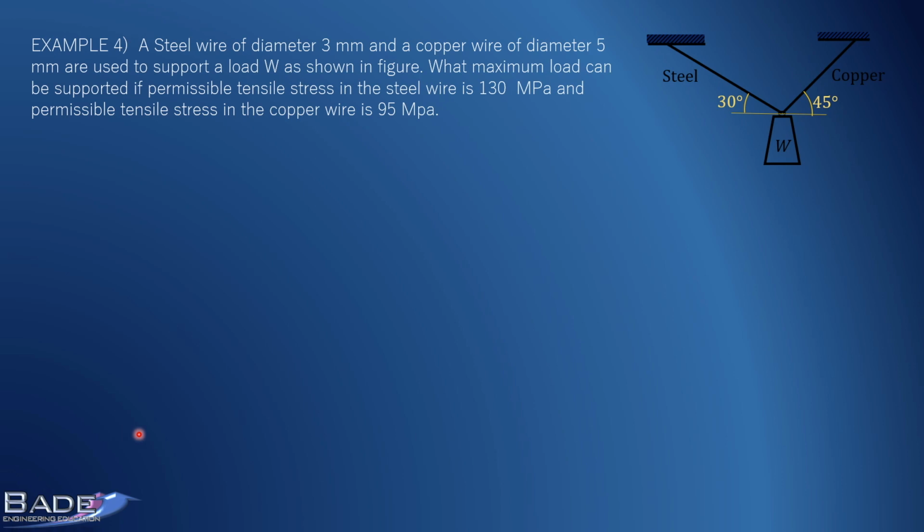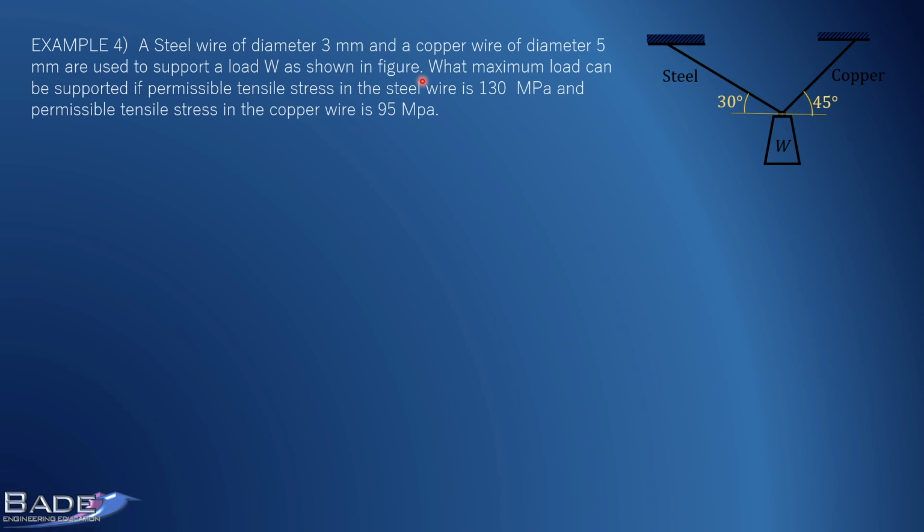Read this problem. A steel wire of diameter 3 millimeters and a copper wire of diameter 5 millimeters are used to support a load W, as shown in figure. Now read this problem. A steel wire of diameter 3 millimeter and a copper wire of diameter 5 millimeters are used to support a load W as shown in figure.